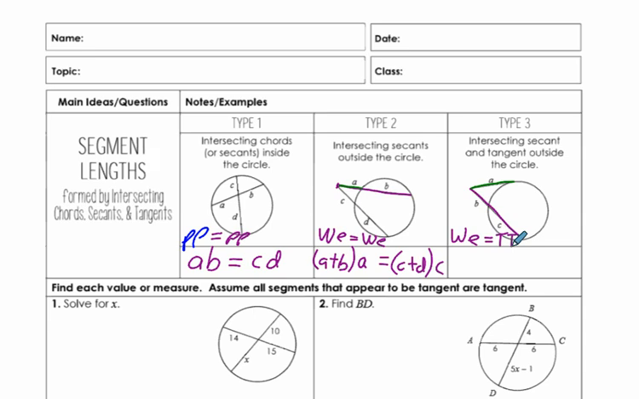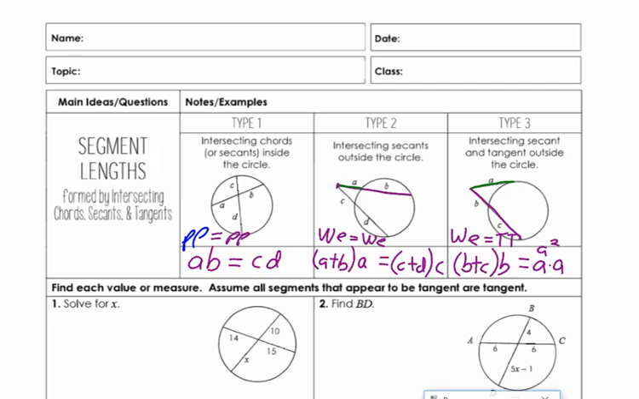So from this situation, we would have your whole secant line, B plus C, times the exterior portion, which is B, so that's the WE part, equals your tangent times tangent. That would be A times A, or you could just write that as A squared. So that's your PP, WE, and WET situations.